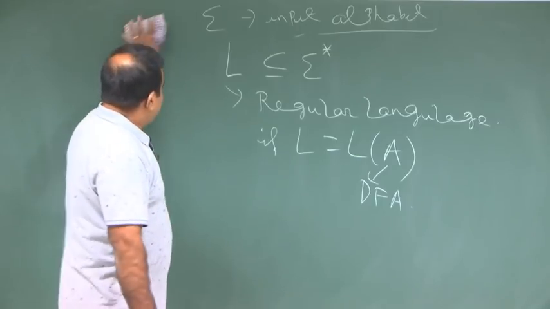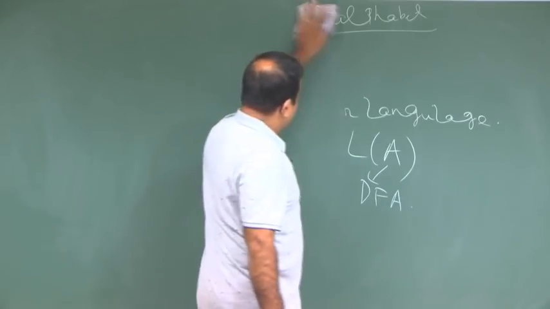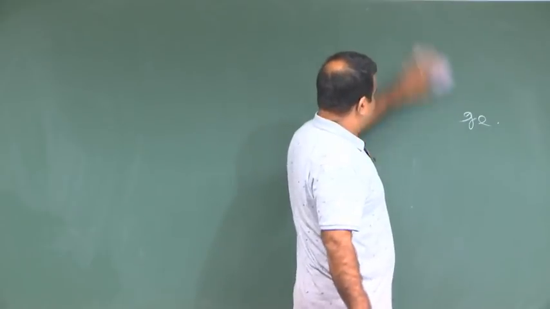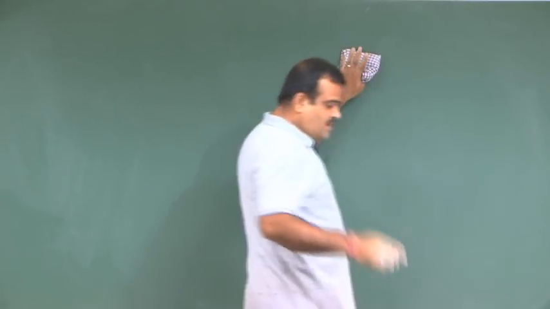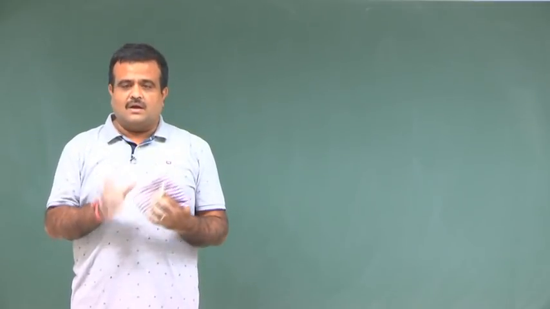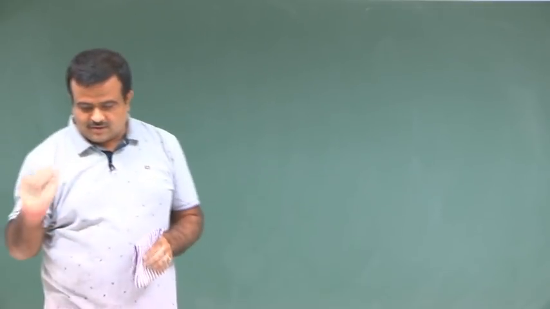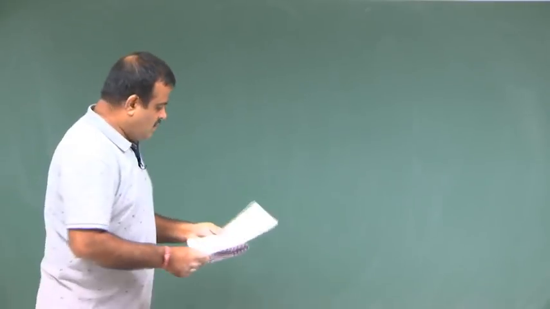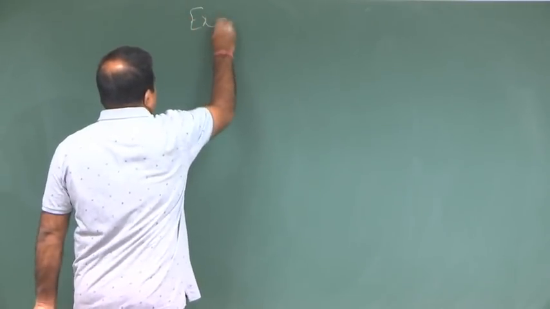We will take some examples of some languages and we will determine whether they are regular or not. To be regular, we need a finite automata which is accepting all members of that set. Okay, so we will take some examples.